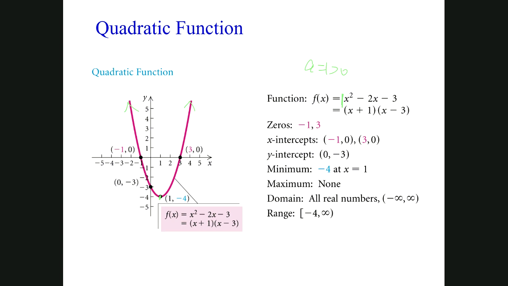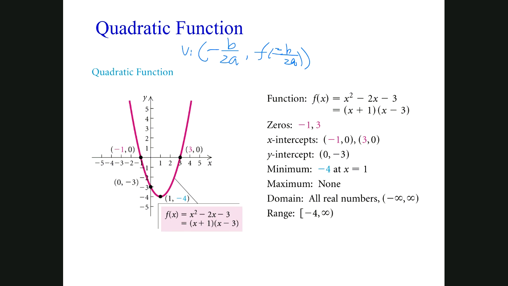So how do I find this minimum? Well, we know the minimum is at the vertex. So how do we find the vertex? Well, we talked about earlier, you can complete the square, or you can use the formula. So what is the vertex formula? The vertex formula is negative b over 2a, and then f of negative b over 2a. All right, so that's the vertex formula.